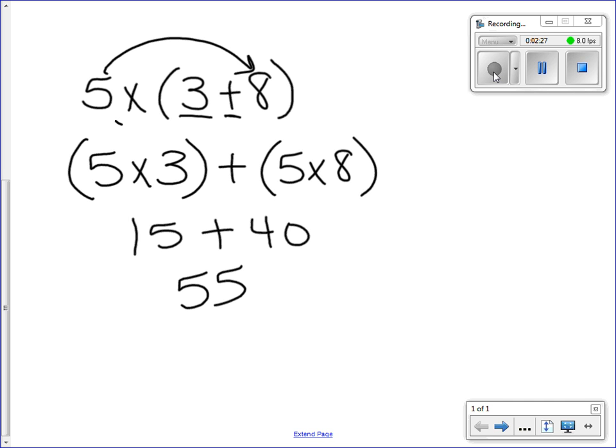When you take it and you break it down by using the add-ins, multiplying both add-ins by that first factor, getting your products, and then adding the results.